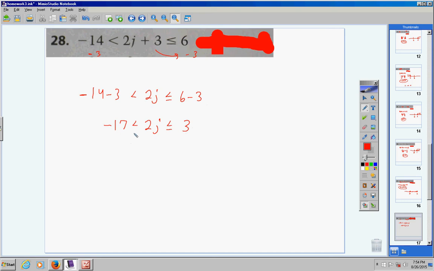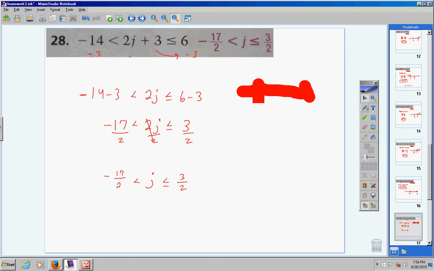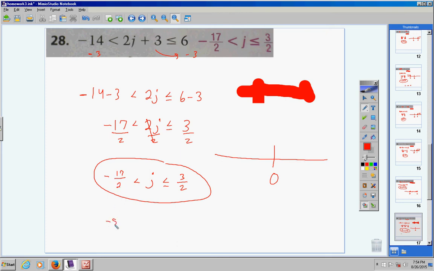Now divide everything by 2. So divide by 2, divide by 2, divide by 2. These cancel. We're left with negative 17 over 2, less than or equal to j, and then 3/2. Now that should be the correct answer. The problem is it's difficult to graph this on a number line when you have improper fractions. So there's no problem with this answer. Don't change it. That's great. But when it comes time to graph it, I would use mixed numbers or decimals. Negative 17/2 is negative 8.5.